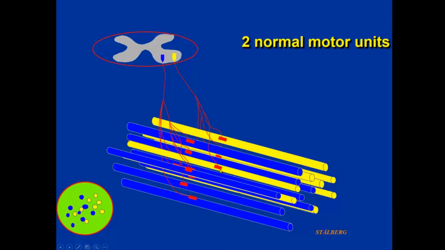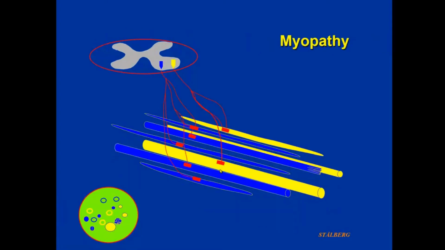In pathology, we have just a few types of reactions. In myopathy, we have smallness of muscle fibers and also hypertrophic muscle fibers with splitting of muscle fibers. We have reduced number of fibers and an increased interstitial tissue. This gives a weaker electrical signal to the EMG electrode.